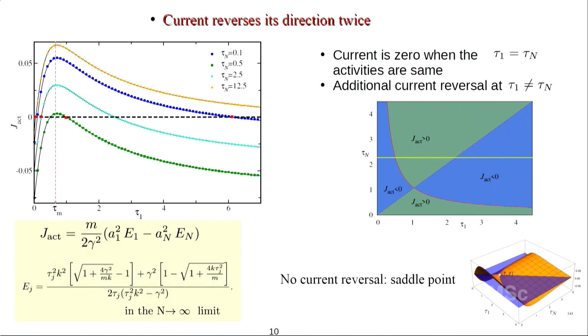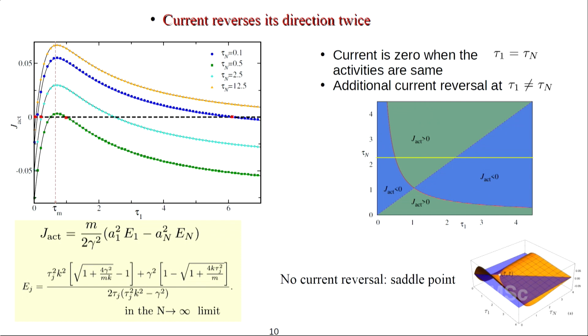And there's another interesting thing that happens in the current: it changes its direction twice. What you normally expect is that if you give a drive, the current would be zero when the drive becomes zero. So there is one zero where the current is zero when the drive is zero, but additionally there is another point, denoted by these red dots, where the current is zero. So there is this additional directional reversal.